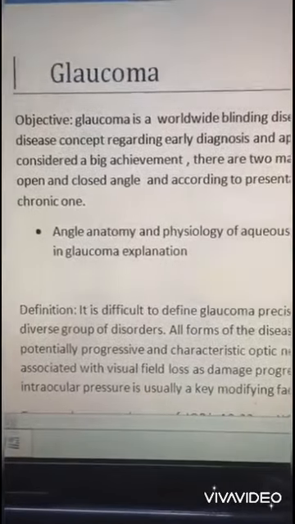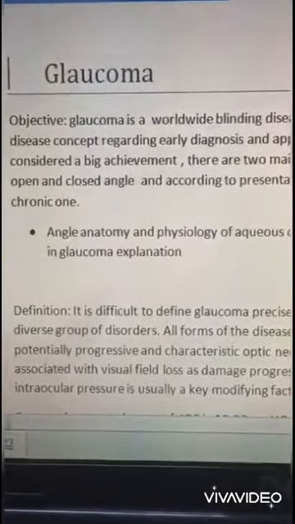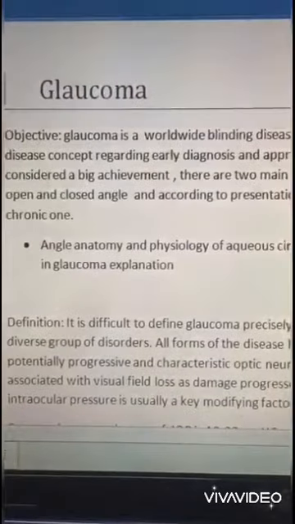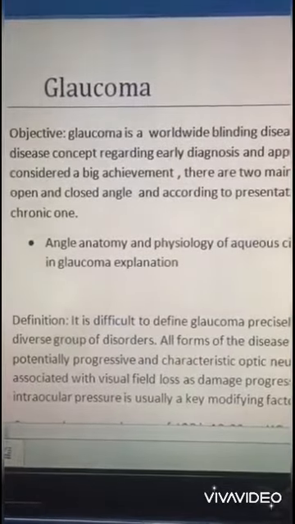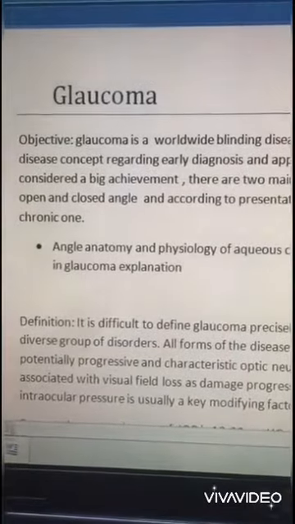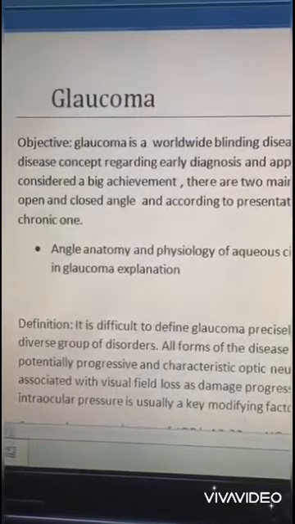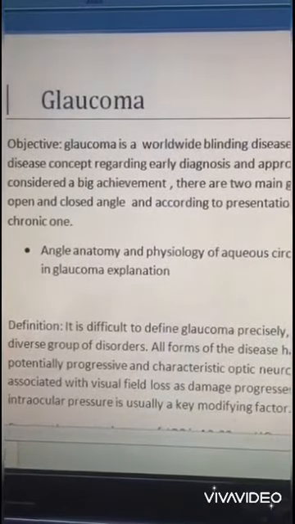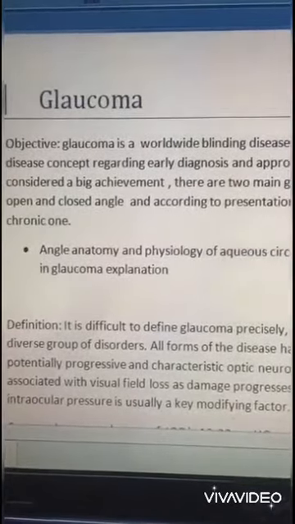We have angle anatomy. What we mean simply by angle anatomy is the angle of the anterior chamber, which is between the cornea and the iris. And inside this angle, there are actually 11 structures, and these 11 structures can be diagnosed clinically by a maneuver called gonioscopy.